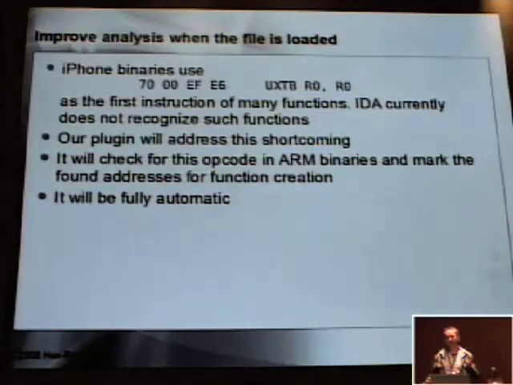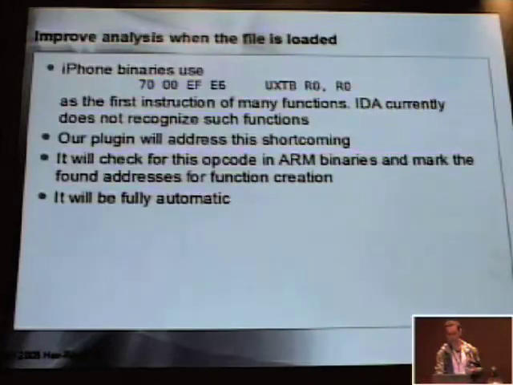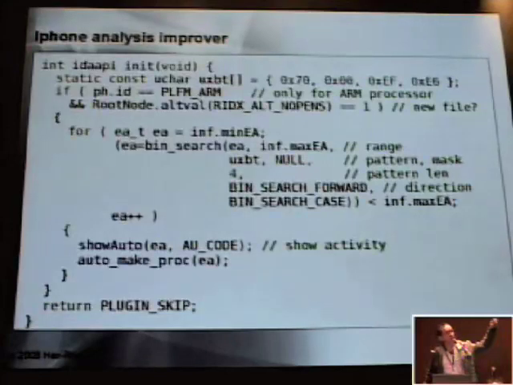What it will do is check for this opcode in the ARM binaries, and as soon as it finds them, it will mark them as the beginning of a function. This plugin will be fully automatic, so it can stay in the background and never bother you, and just makes the analysis better for you. The listing is here. This is the plugin. It's very simple. There's a loop. You see the for loop. It searches for the pattern. As soon as it finds it, it calls auto make procedure. You see that it creates a procedure at that address.